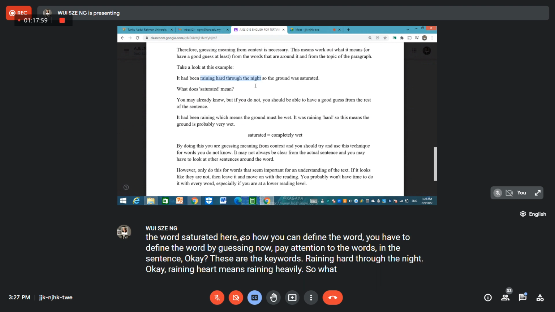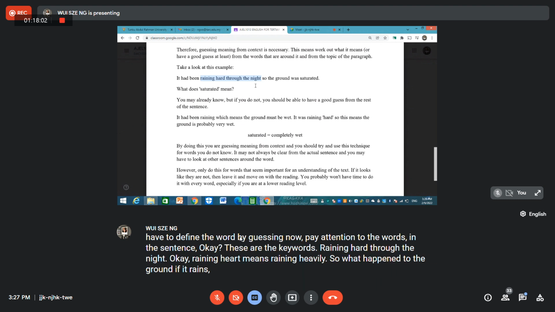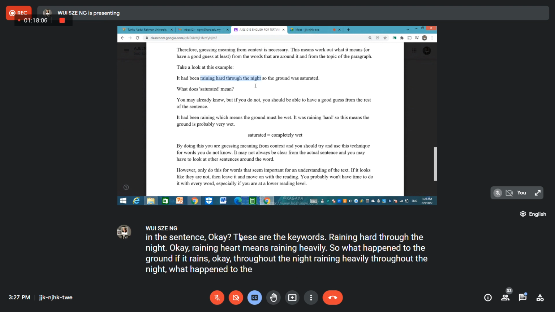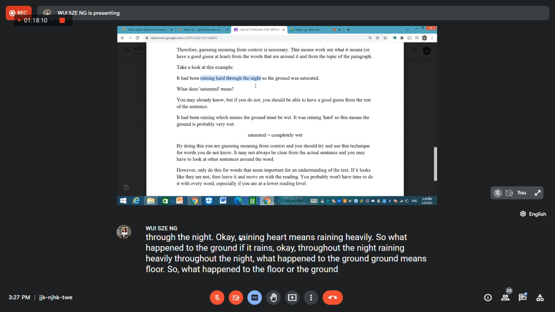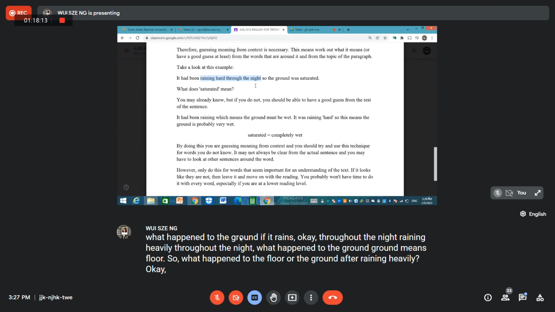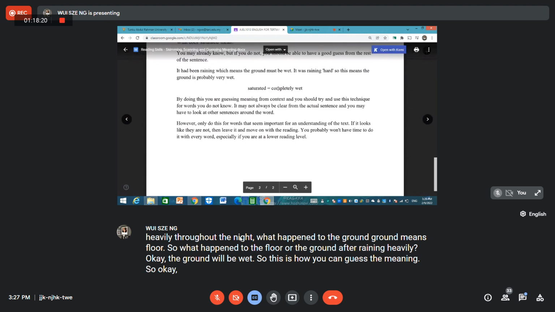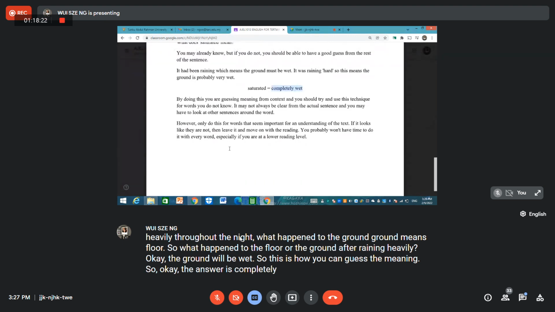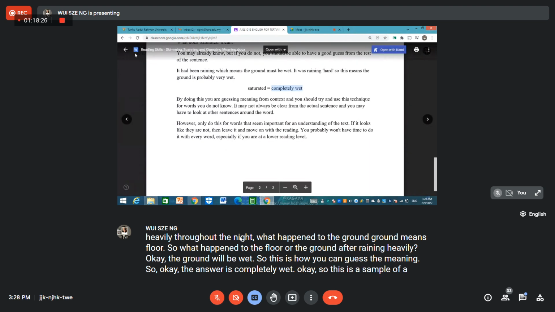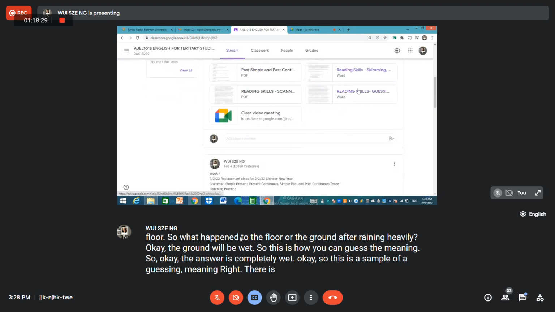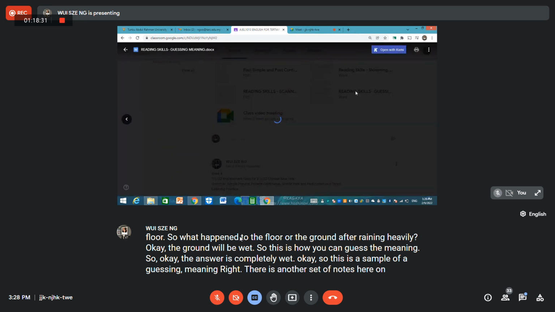So what happened to the ground if it rains heavily throughout the night? Ground means floor. So what happened to the floor or the ground after raining heavily? The ground will be wet. So this is how you can guess the meaning. The answer is completely wet. So this is a sample of guessing meaning. Right, there is another set of notes here on guessing meaning.